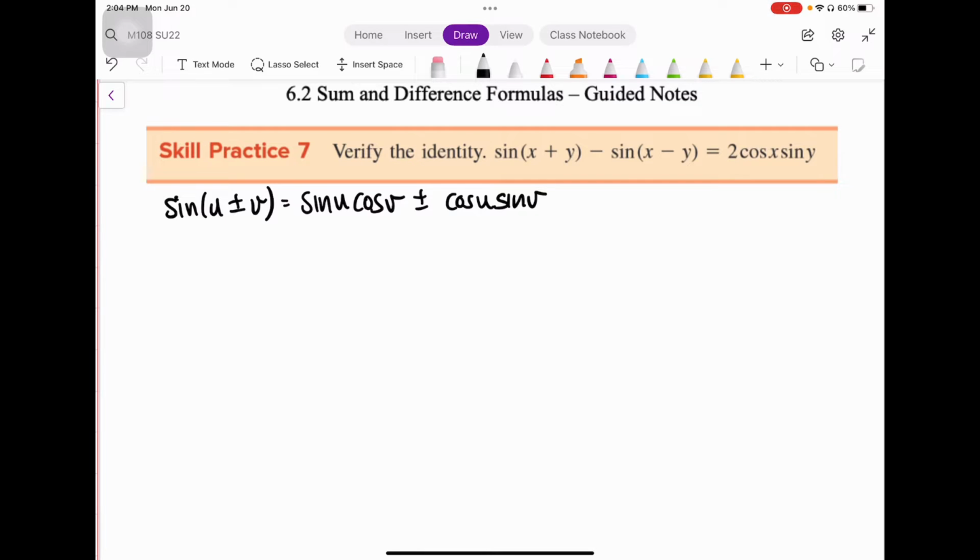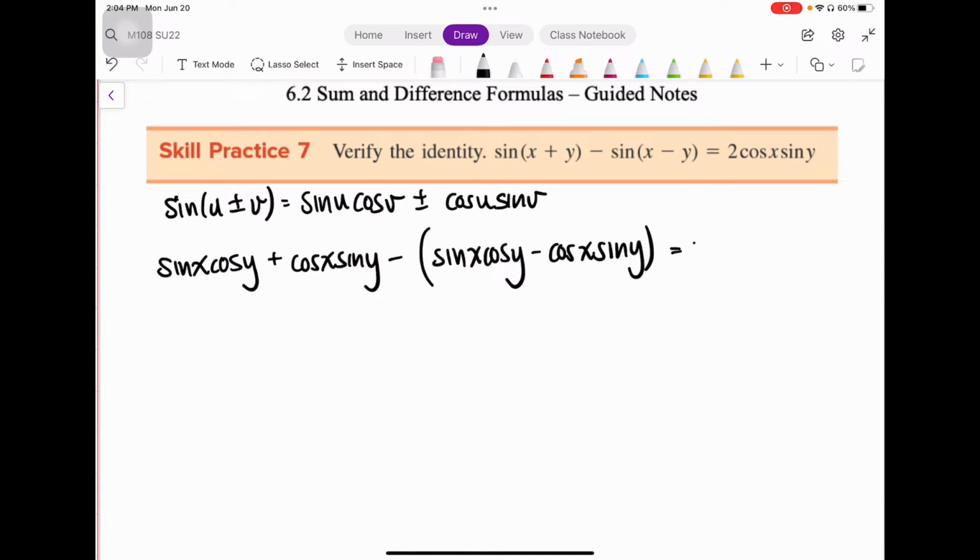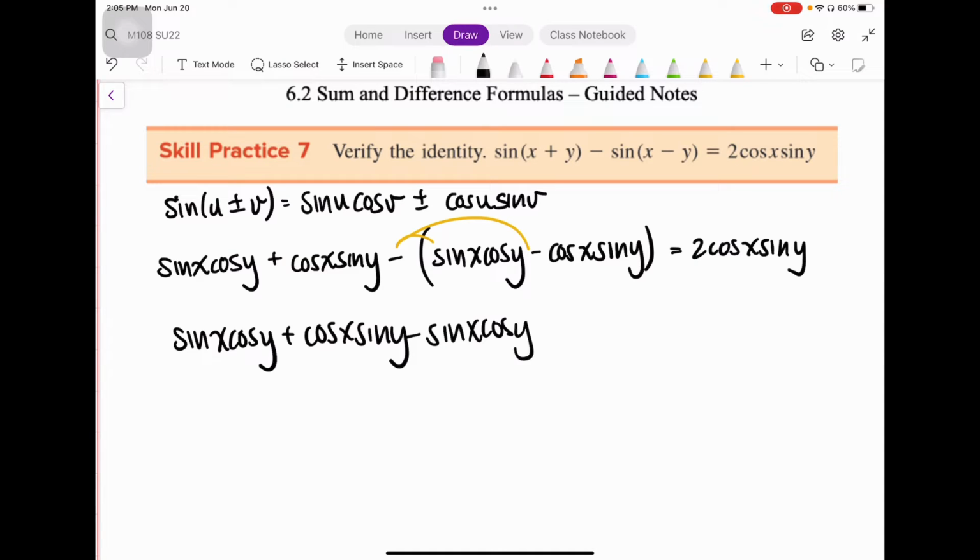Expanding the left-hand side, that gives us sine x cosine y plus cosine x sine y, minus the identity where we have sine x cosine y minus cosine x sine y. I get sine x cosine y plus cosine x sine y minus sine x cosine y plus cosine x sine y equals 2 cosine x sine y.